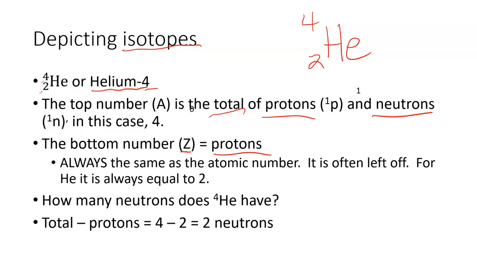This 4 tells us how many protons and neutrons we have. So in this case, I have 4 total protons and neutrons. So if I want to know the number of neutrons, I can take my A number, subtract the number of protons, and that gives me the number of neutrons. In this case, the number of protons and the number of neutrons are equal, but that's not always going to be the case. So we'll take a look at some examples.